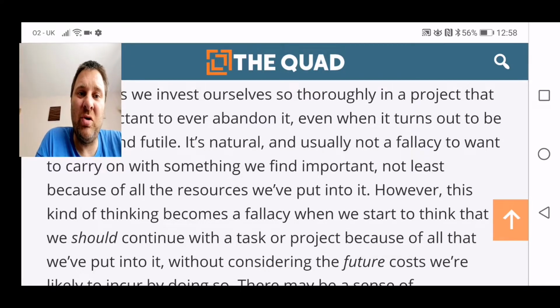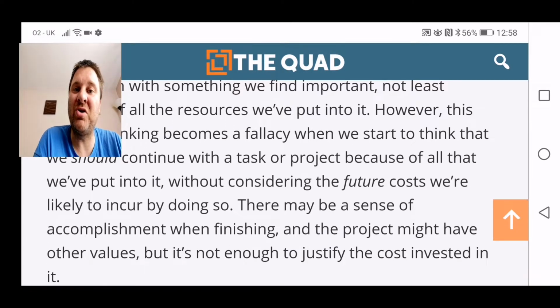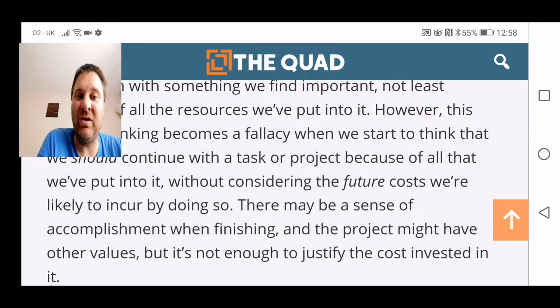However, this kind of thinking becomes a fallacy when we start to think that we should continue with a task or project because of all that we've put into it, without considering the future costs we're likely to incur by doing so. There may be a sense of accomplishment when finishing, and the project might have other values, but it's not enough to justify the cost invested in it.